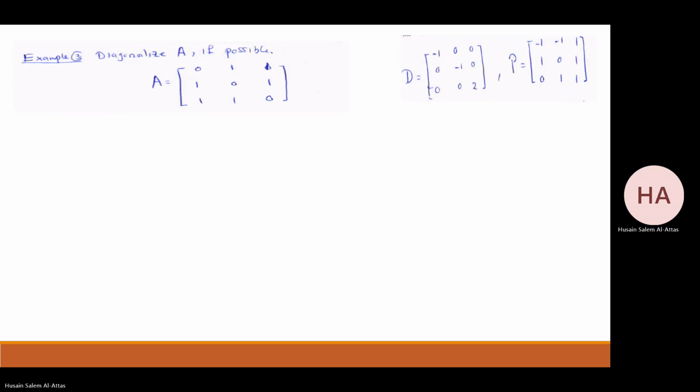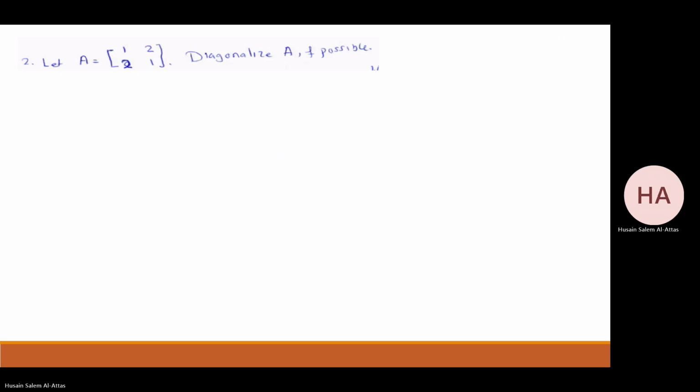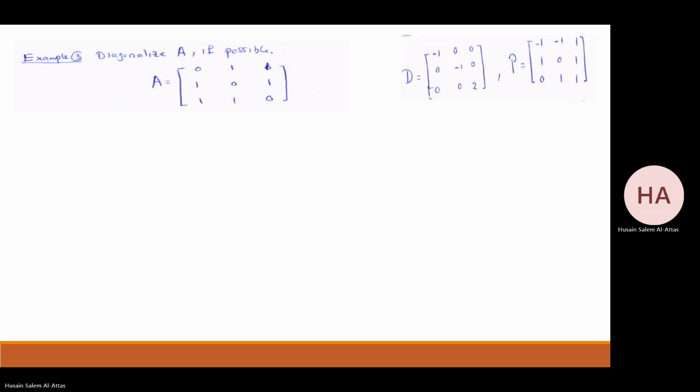Okay. Yeah, this is 3 by 3. I'll do determinant of A minus lambda I. That gives me what? Minus lambda, 1, 1; 1, minus lambda, 1; 1, 1, minus lambda. Try to make this 0. So multiply the second row by minus 1 and add it to the third row.